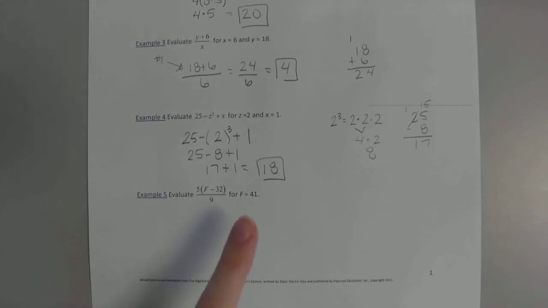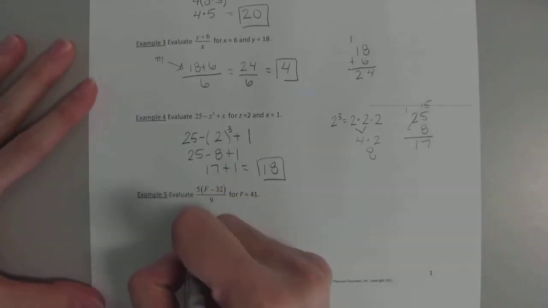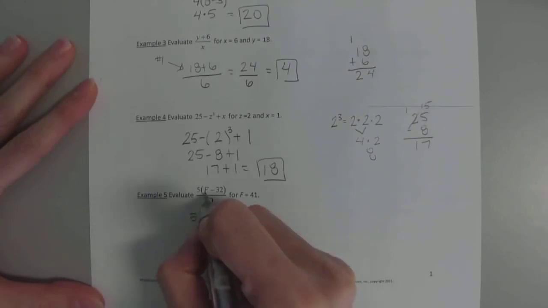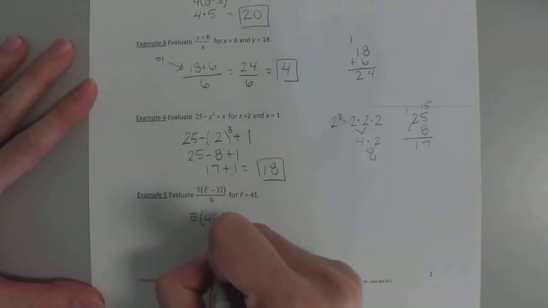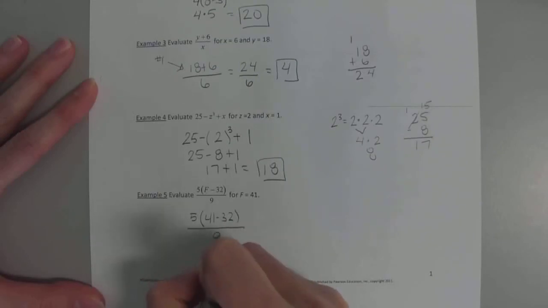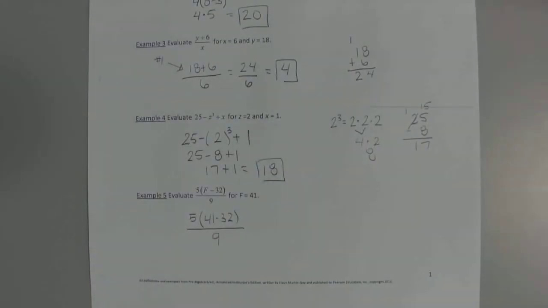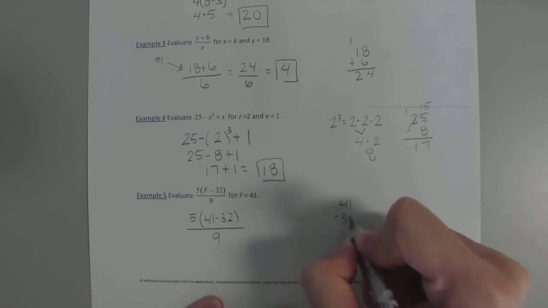So if it's 41 degrees outside, what is that in Celsius? You just plug it in. So we have 5 times F, which is 41 minus 32, all over 9. We're going to convert 41 degrees to whatever it is in Celsius. What do I need to do first? The parentheses on top, okay? So I'm going to do 41 minus 32 over here.